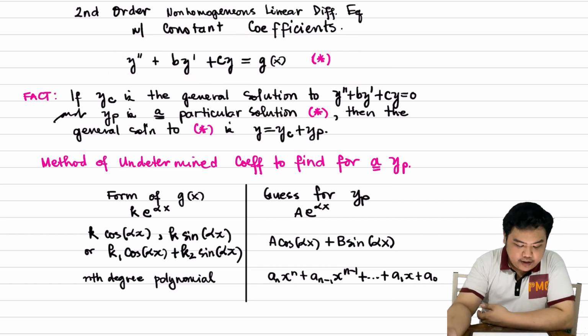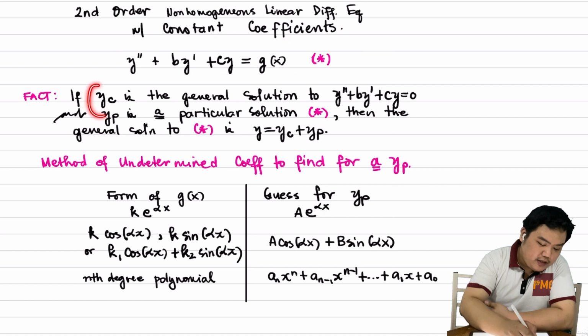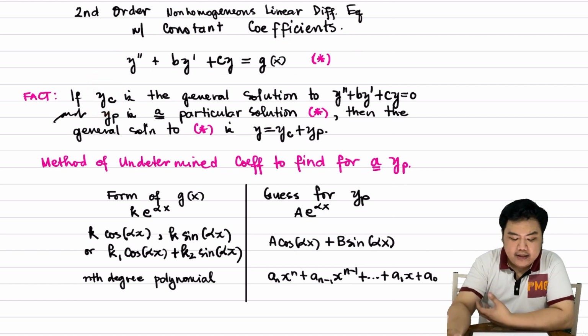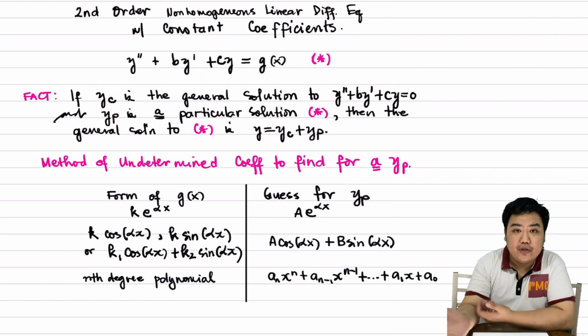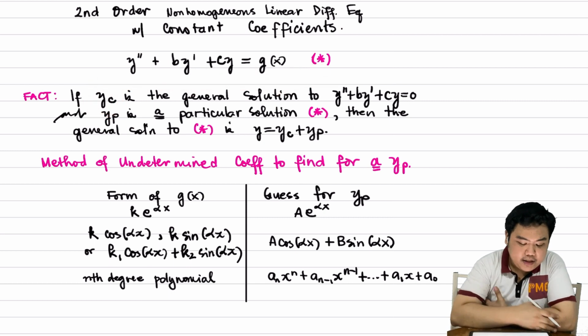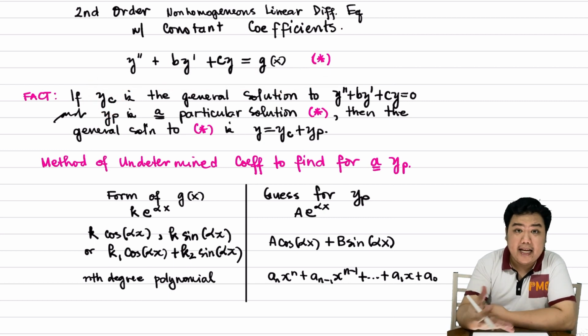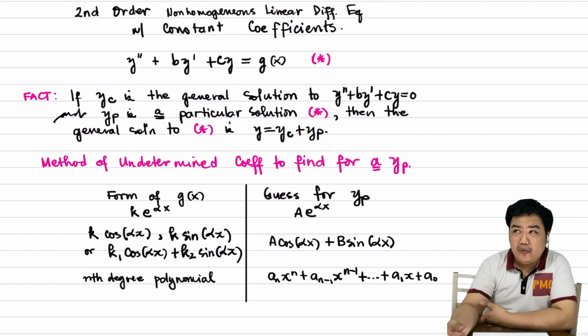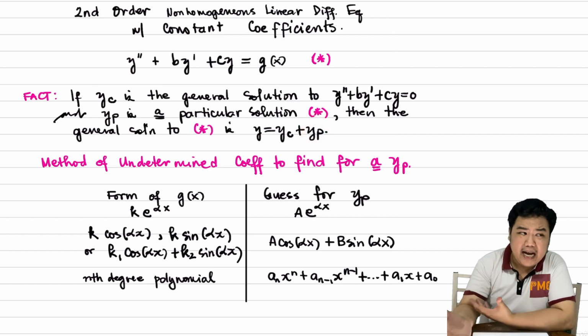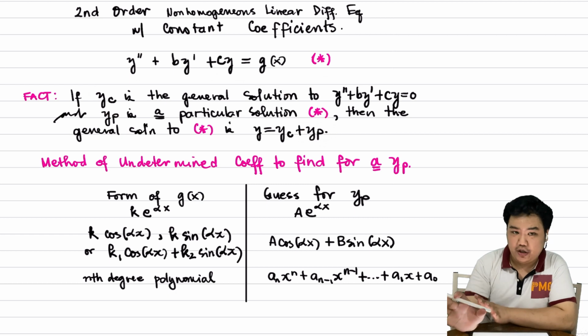differential equation. Etong una, y sub c, may pangalan siya, complementary solution yung tawag ng iba dyan. Ibig sabihin kay y sub c wala tayong problema paano sinosolve yan kasi nandun yan sa previous video natin. So ang problema natin ngayon, yung y sub p, paano ka kukuha ng particular solution? Hulaan mo ba? Sort of.